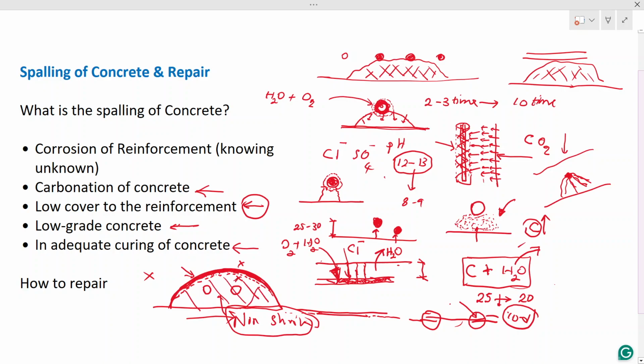Right. With that, I think we have discussed almost all the things connected with the spalling of concrete and its repair work. Today we discussed spalling, how it happens, how it can be avoided, and how it can be repaired. I think this video is very useful to you. We hope to share similar knowledge with you.